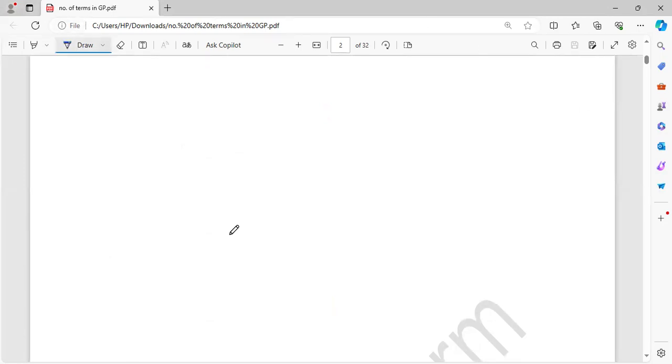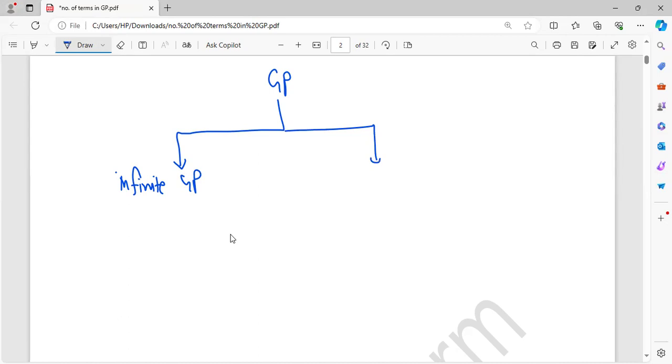So GP, geometric progression, is of two types: infinite GP, and second is finite GP. So what is infinite GP?